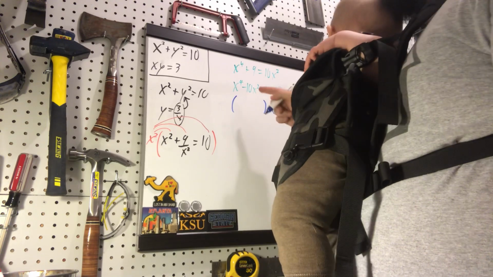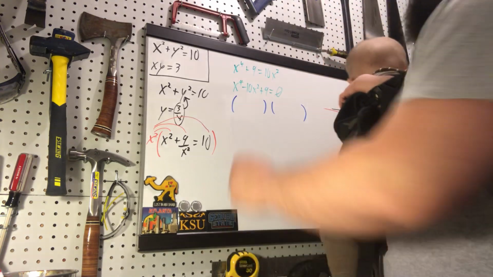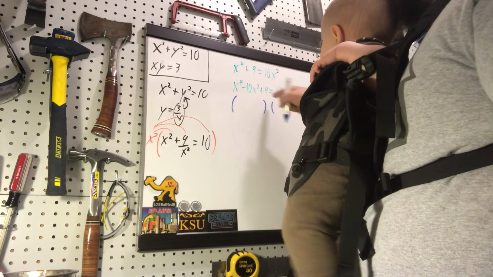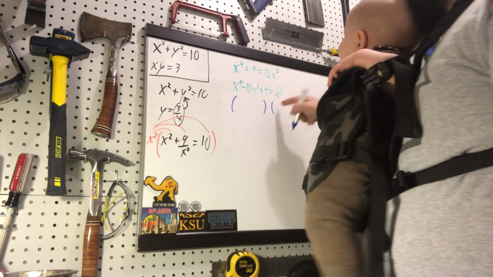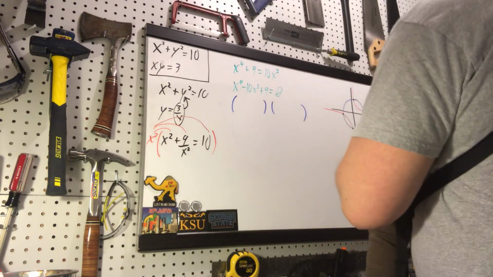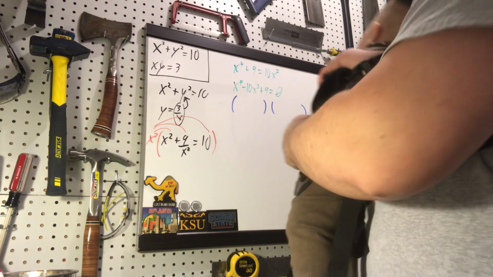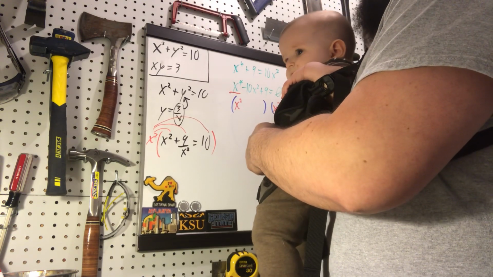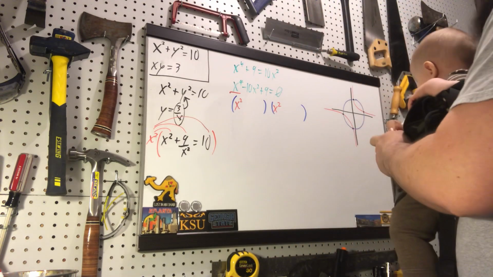Alright. I built my brackets and I said, okay, I've got this x to the fourth here. So I know I need something that, when I multiply here and here, I'm going to get x to the fourth. And the simplest one for me to do on that one is to get x squared and x squared. Alright. So that's the first part of it.